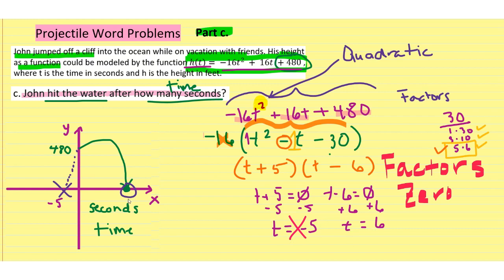But t equals 6, that's absolutely a good solution. So t seconds is when he is going to hit the ground again. That is the answer to our question because it is on the x-axis, it is a solution to our quadratic. So John hit the water after how many seconds? After 6 seconds. So hopefully that helps you think through the process, how to visualize it, and how to do the math of getting to your answer.